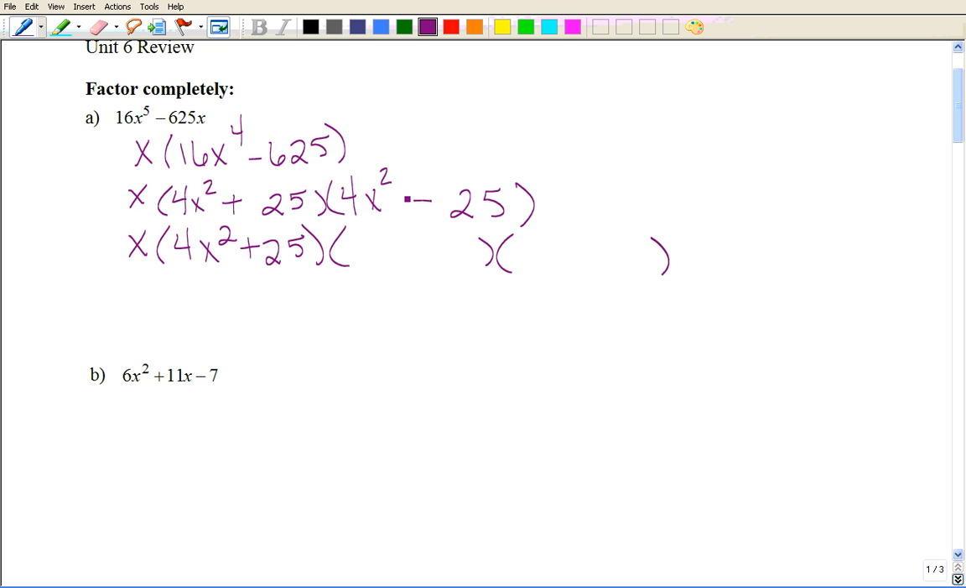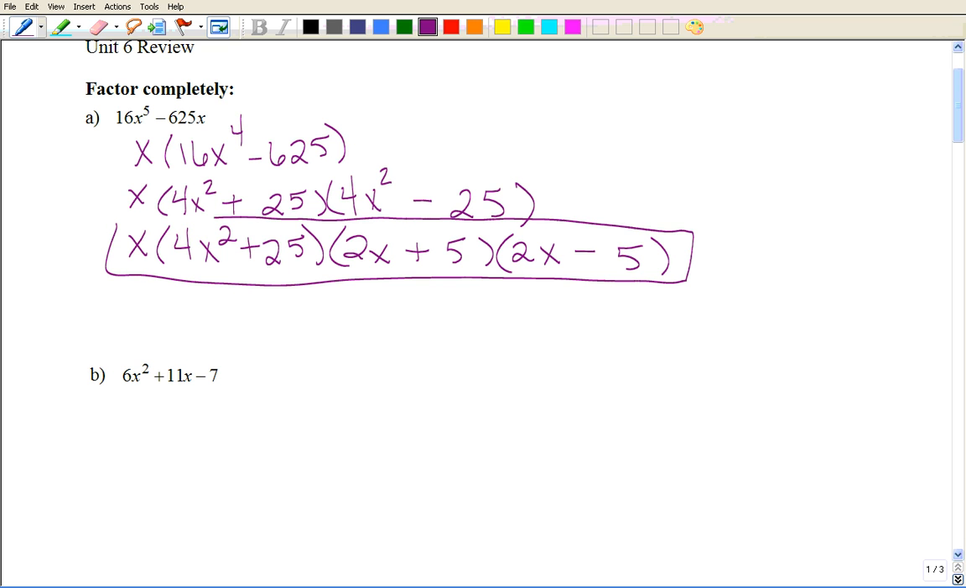So the square root of 4x squared is 2x. The square root of 25 is 5. And then opposite signs. And that is actually my answer right there. I have no more difference of perfect squares. That's it. Okay, so now on to part B.